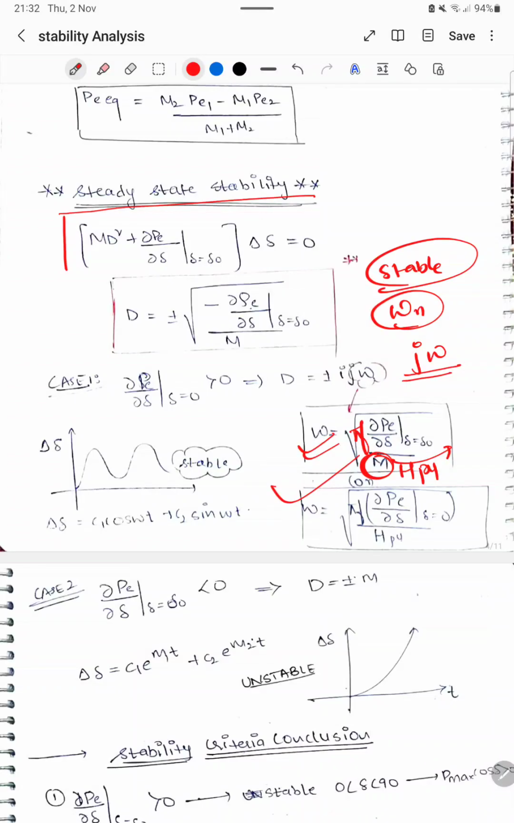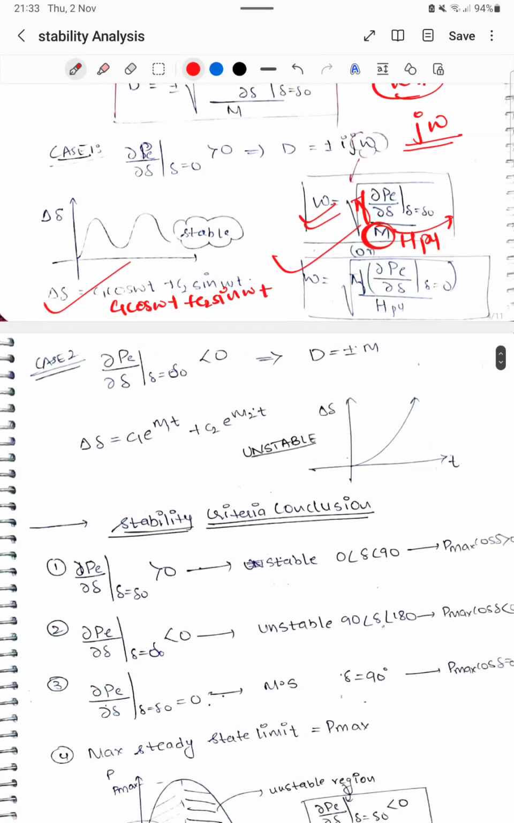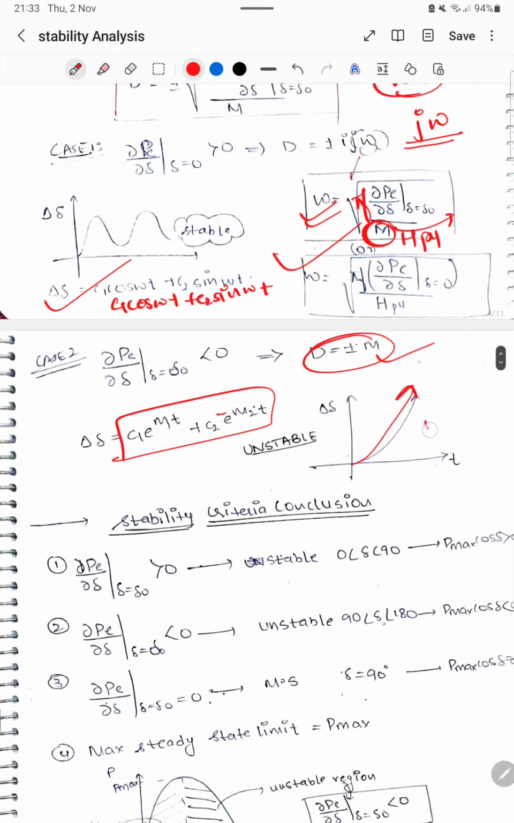Since this is oscillatory in nature, we get C1 cos omega t plus C2 sin omega t. That's case 1. Now what if that whole value is negative? Minus of negative comes out to be positive. That will give us plus or minus root M, which gives a normal quadratic equation, and the response will be increasing in nature, which is unstable.